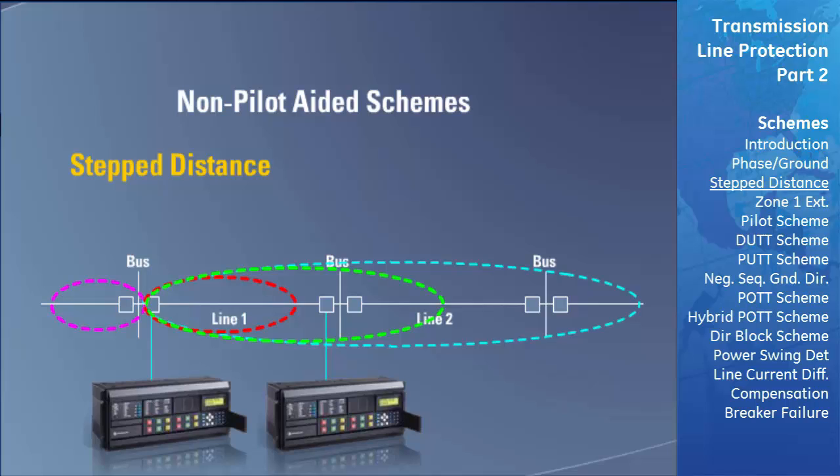Each relay will also have ground stepped distance zones of protection, which are identical to that of the phase stepped distance zones. The difference being that the ground distance elements are used to detect single phase to ground faults.